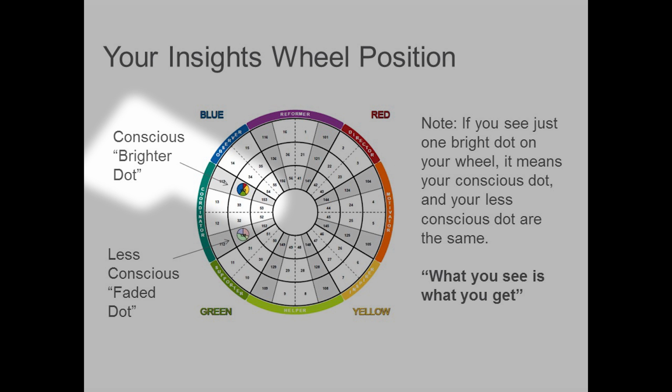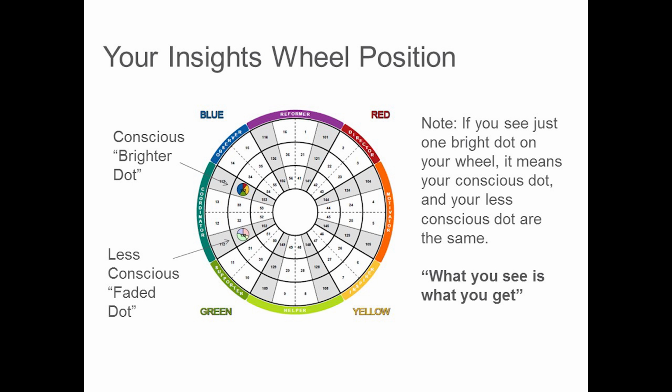Many people see what appears to be 2 dots on their Insights wheel. Some of you have what appears to be a singular dot. What that means is you still have 2 and they rest on top of each other. So if you have 1 dot or 2 dots that appear to be 1, it's your Insights wheel position. If you have 2 dots, the brightly colored dot represents what we call your wheel position because it represents your conscious left-hand graph.